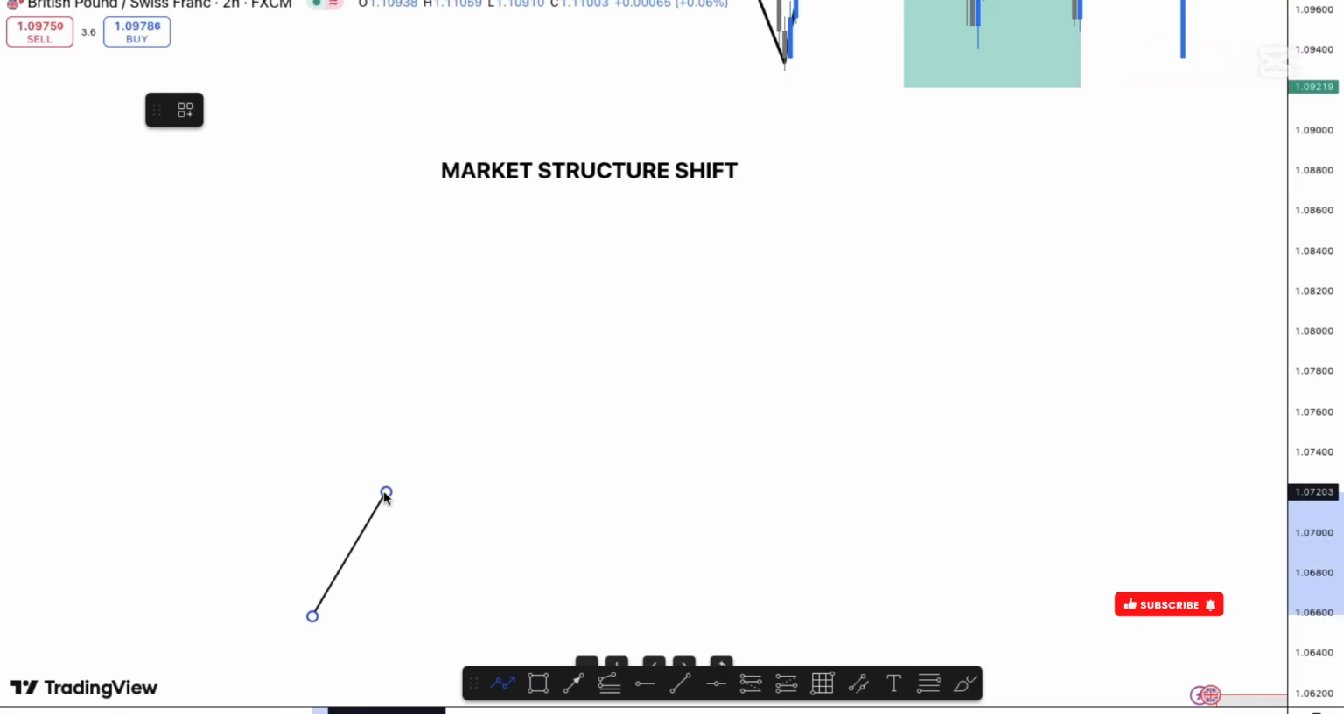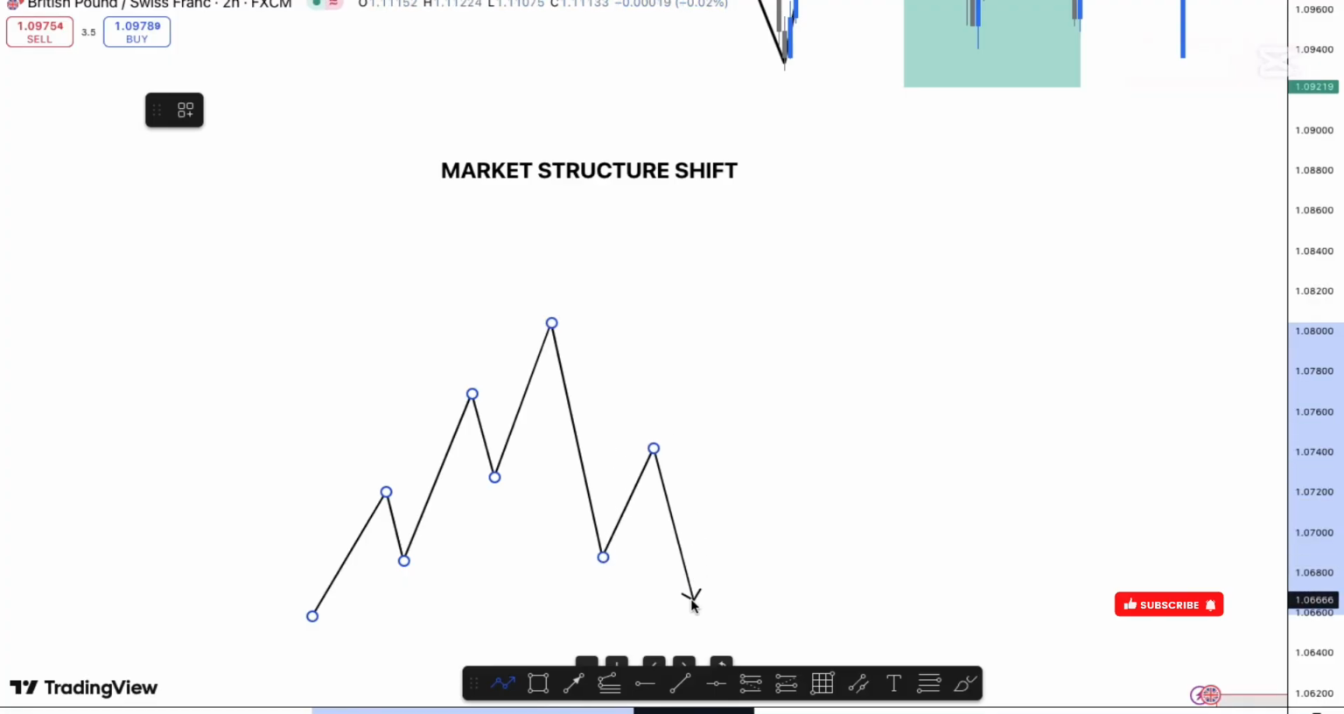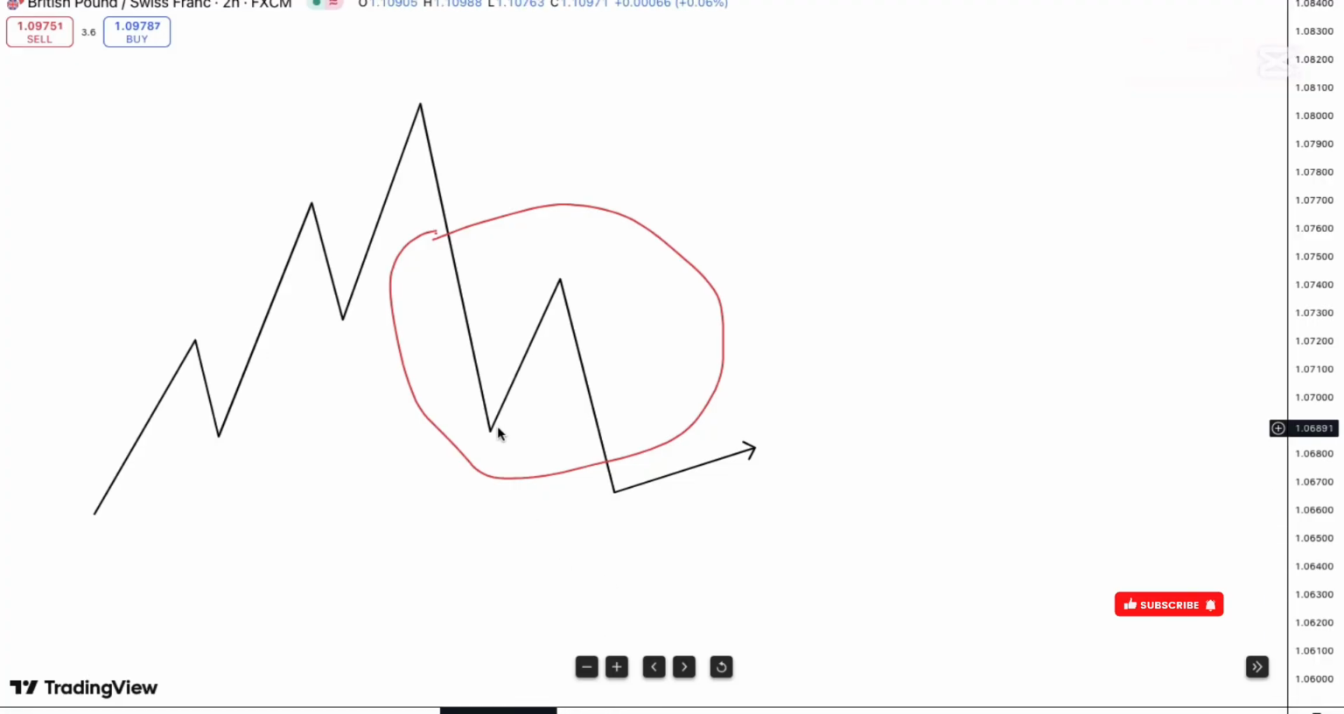Let's say price was printing to the up. We are hopeful that when price gets here, it will come down again, not breaking this previous higher low. But when price now breaks it, comes up again, then breaks it to the down, this point in the market is now regarded as a market structure shift because price did not respect its previous structure. We understand that this was a higher low, then a higher high, and a higher low, and a higher high, consistently printing to the upside.